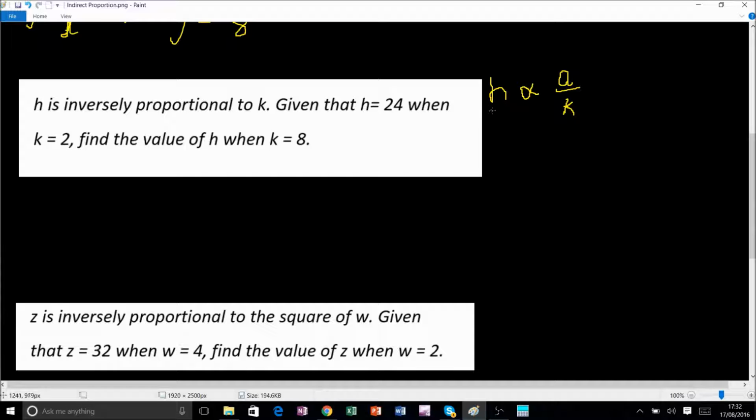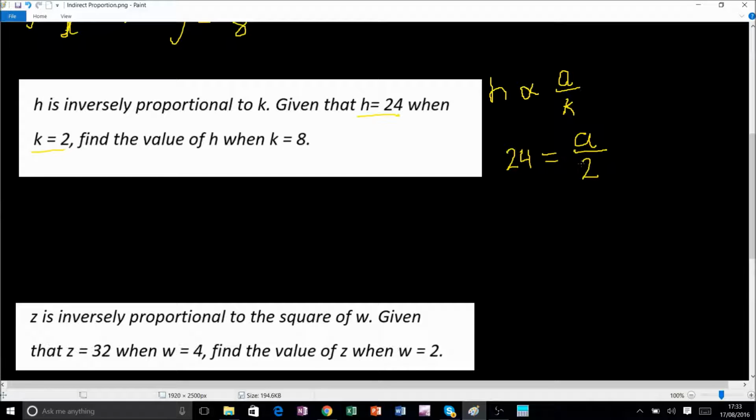Now they're going to give us some information in order to find our proportionality constant. It says, given that h is 24 when k is equal to 2. These are the key pieces of information. So we're going to say 24 is equal to a over k, which is equal to 2.